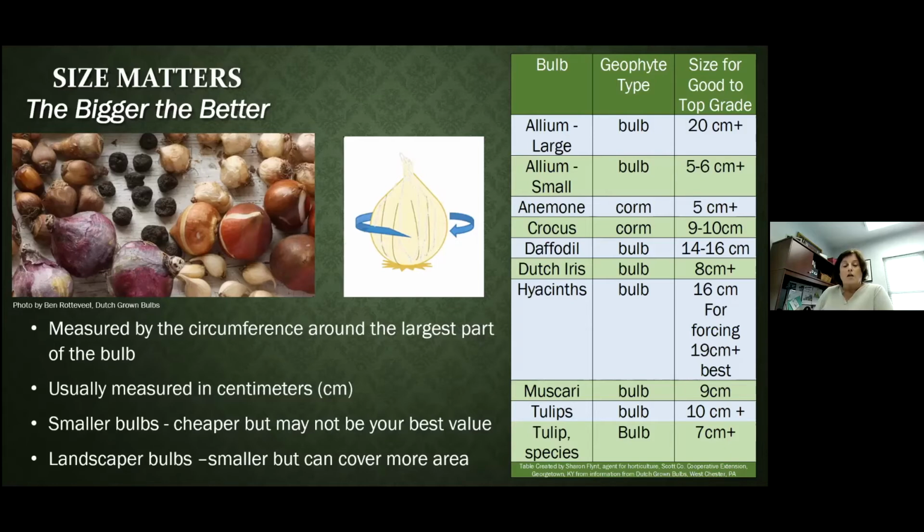Now on the right there, I have made a little chart for you that will tell you what sizes to look for. You can see with the alliums, the big, large alliums that get between 4 and 5 feet tall, 20 centimeters, all the way down to anemones and crocus, which are actually corms, and are going to be a lot smaller, 5 centimeters, 9 to 10 centimeters. This is a good guideline if you're new to bulbs or want to purchase some more. You can arm yourself with this information so you know what you're buying when you're getting ready to purchase new bulbs.